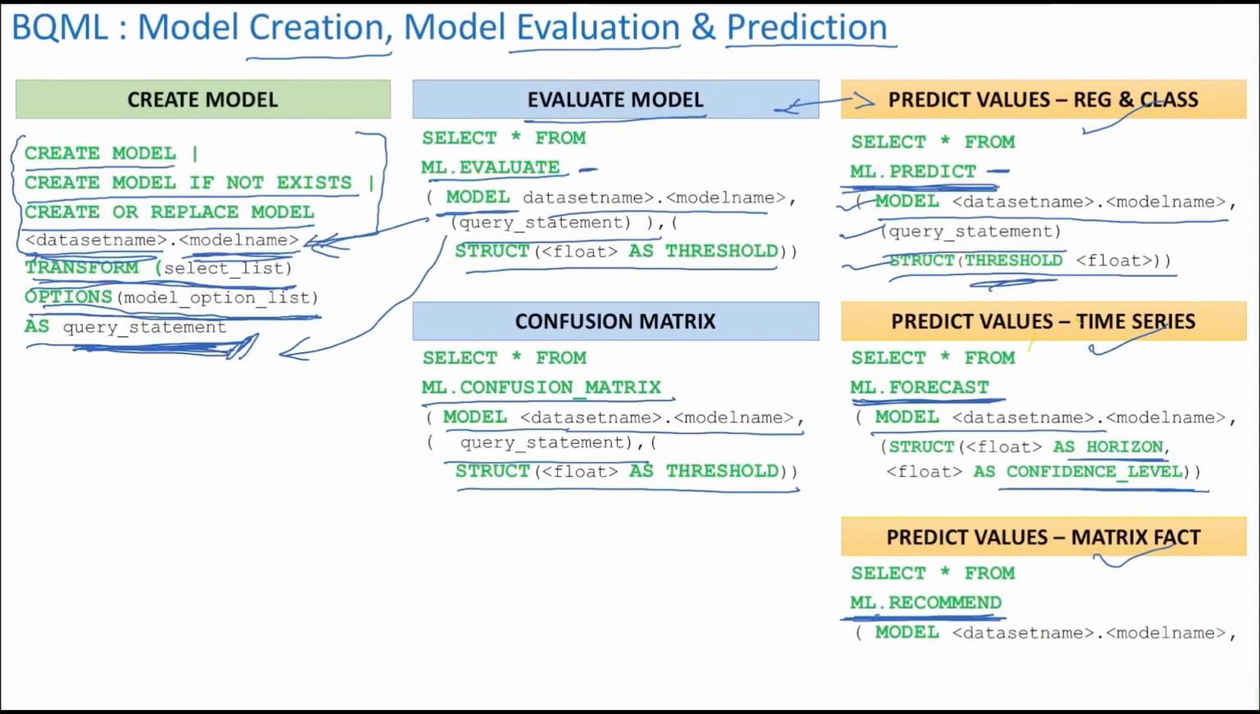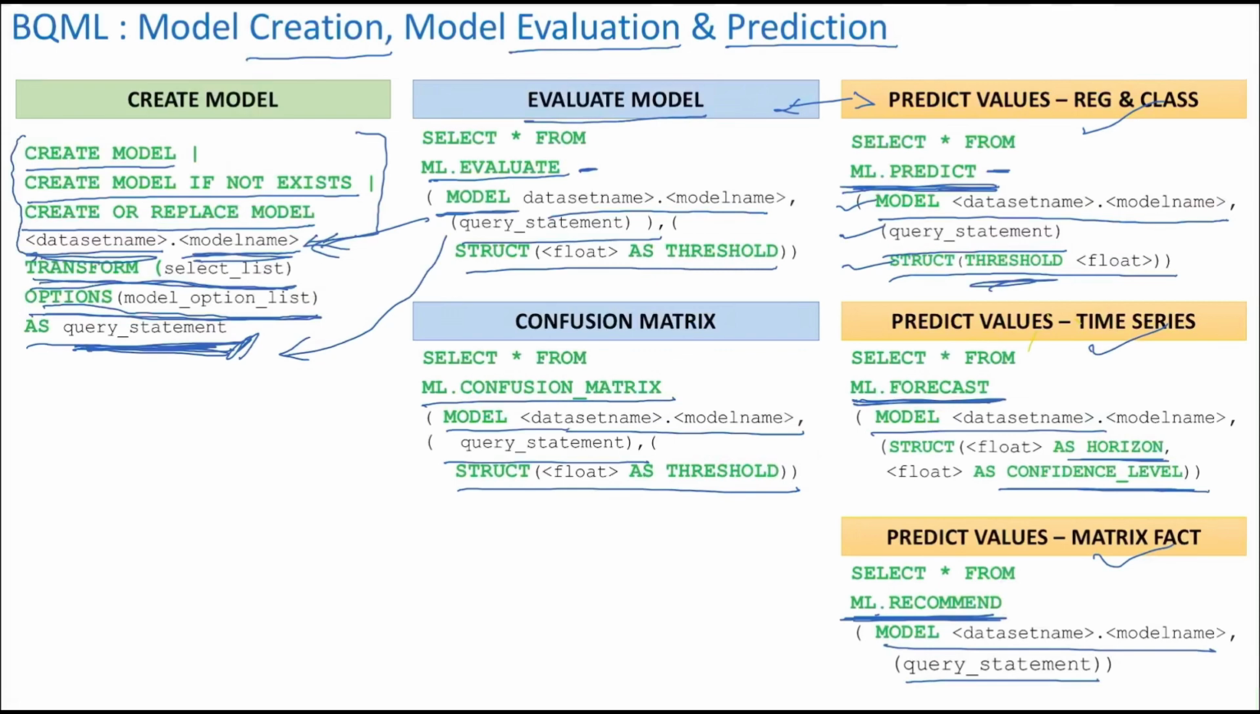Again, ml.recommend, you're specifying the model and you're specifying the query statement. Please note that unlike the predict and the forecast functions, there are no optional parameters around either the threshold or the horizon or the confidence level. It is just the model name and your data set or the query statement.